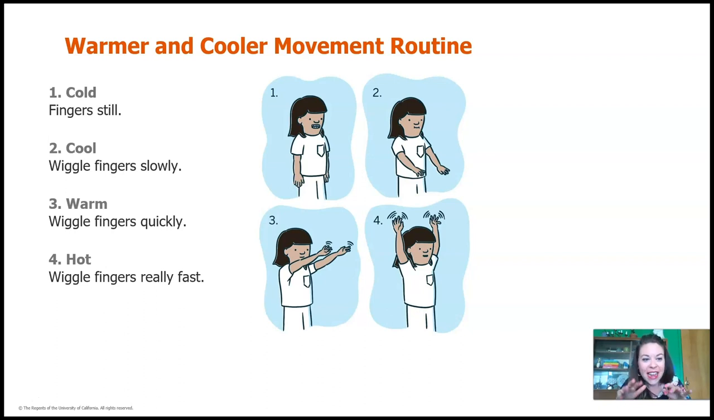Very good. All right, now, do you remember hot? For hot, you put your hands over your head and you wiggle your fingers really fast. Woo! Hot, hot, hot! Very good. Ooh, you are great at the movement routine. I'm impressed with you. You got moves.